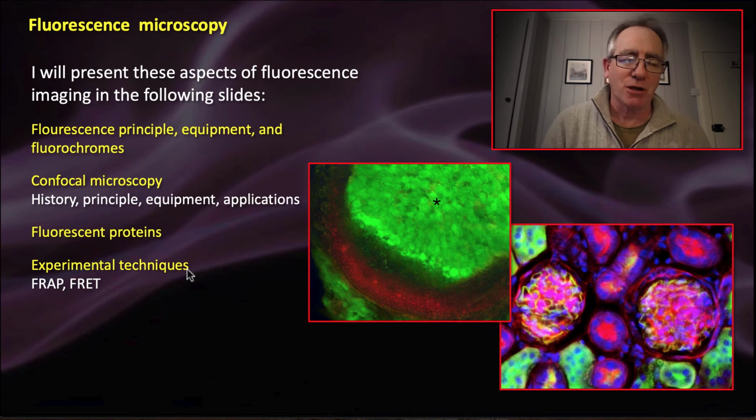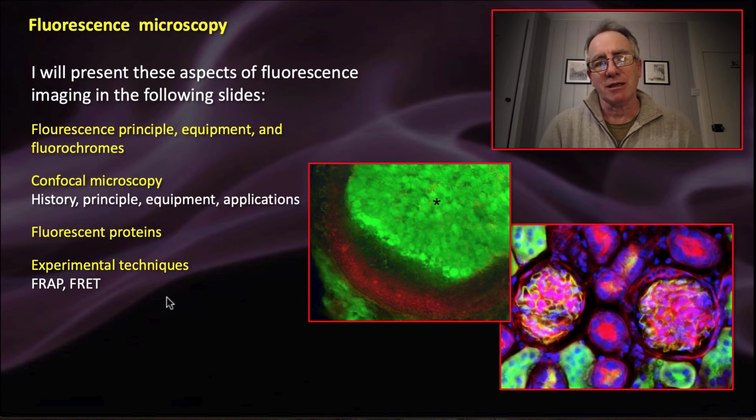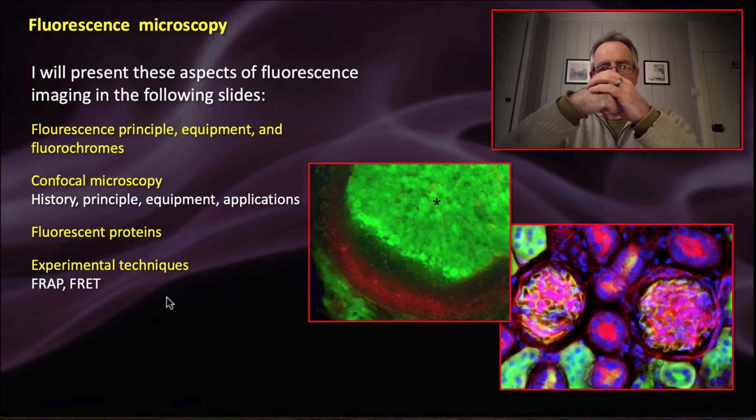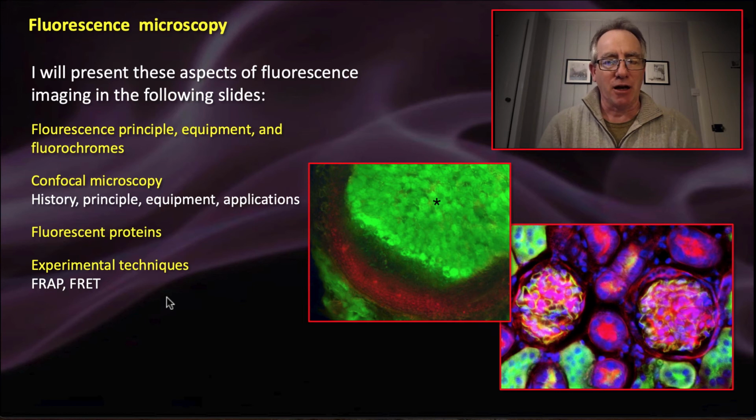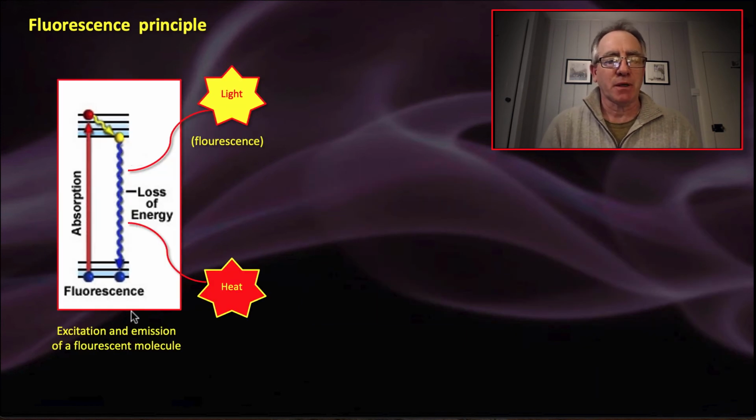Of course, there are all sorts of experimental techniques that let us do things like measure protein interactions. That's my symbol, by the way, for protein interactions. You're probably going to hear that a lot this year. Next week's lecture will concentrate more on the experimental techniques that we do with light microscopy. First of all, what is fluorescence?